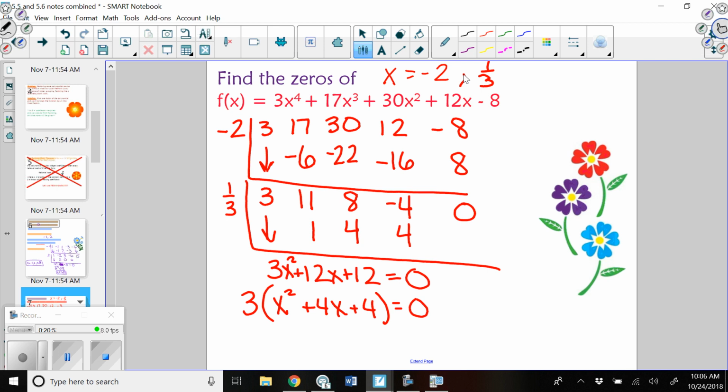Oh, very nice. This is one time, though, that I will write it out so people can see it factored, but you are right. All right, so if we factor, x plus 2 and x plus 2. Yep, because in the question I'm finding all the zeros.